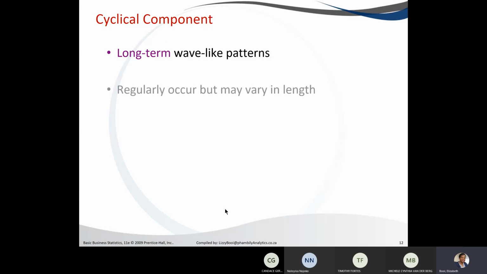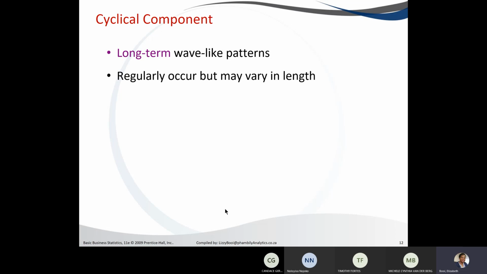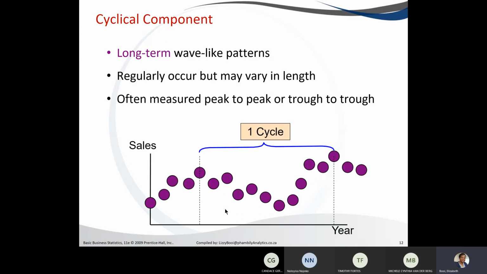Okay, then we also have, remember I said, the cyclical component. These are long-term wave-like patterns. So how do they look? They also occur on a regular basis, and they can vary in length. You can often measure them from peak to peak, or trough to trough. And these are your cyclical ones.